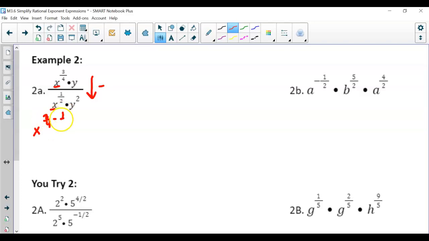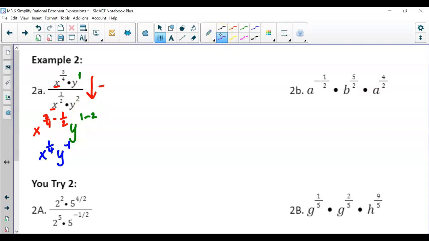3/4 minus 1/2. Then here for our y, base of y, we have an exponent of 1, so 1 minus 2, right? Top to bottom. So now here, if you're struggling with the fractions, you can put that in the calculator, all right? You end up with x to the 1/4 power. Then here you have y to the, not 1, because this is 1 minus 2, so negative 1.